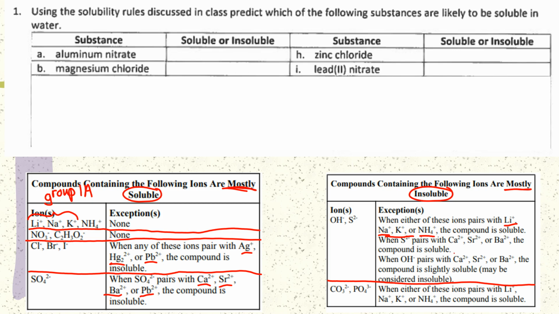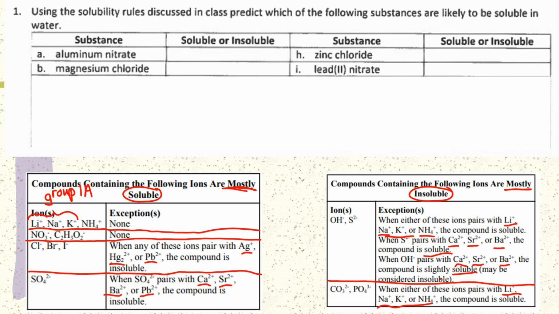When sulfide combines with calcium, strontium, barium, it's soluble. When hydroxide combines with calcium, strontium, or barium, it says it's considered slightly soluble. We're going to treat slightly soluble as soluble. All right, so when we see that condition, we're going to treat it as soluble. And then the last two, carbonate and phosphate, we'll treat those as insoluble unless it's a group 1 metal or ammonium. All right, so if we see it with a group 1 metal or ammonium.